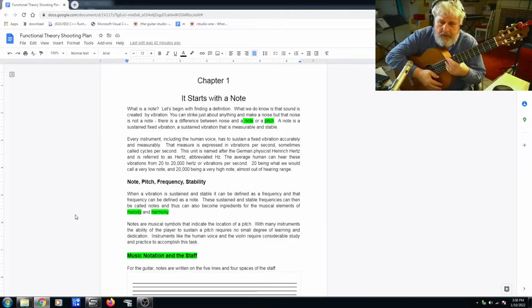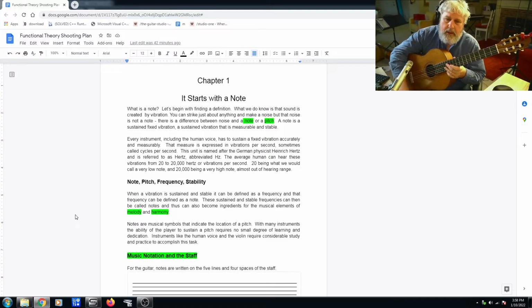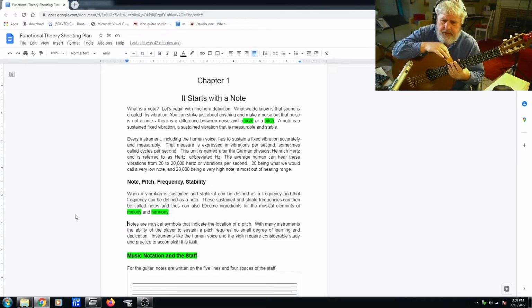All right, today we're going to look at what is a note. We're going to define what a note is and how we write that note in musical notation. So first of all, let's begin by trying to establish a definition for what a note is.